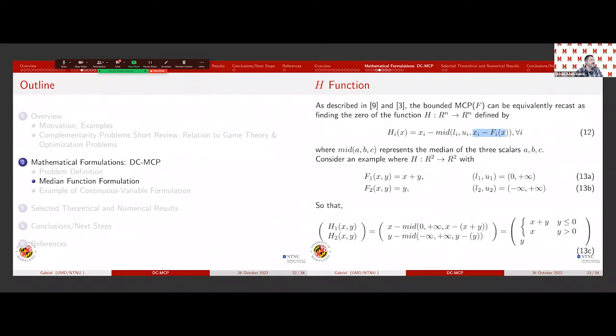So here's an example to make this clear. We're taking the median of these 3 numbers, lower bound, upper bound, and x minus f, right? So if f1 and f2 are given as x plus y and y, and we have lower bounds and upper bounds given this way, then we just go through this definition, work it out in detail, and you'll get x minus the median of the lower bound, upper bound, and x minus f of x, which is x plus y. That simplifies to x plus y if y is non-positive, x if y is positive. And then the second component is the median of minus infinity, plus infinity, and y minus whatever this function is, which is y in this case, so you just get y. So it simplifies a little bit.